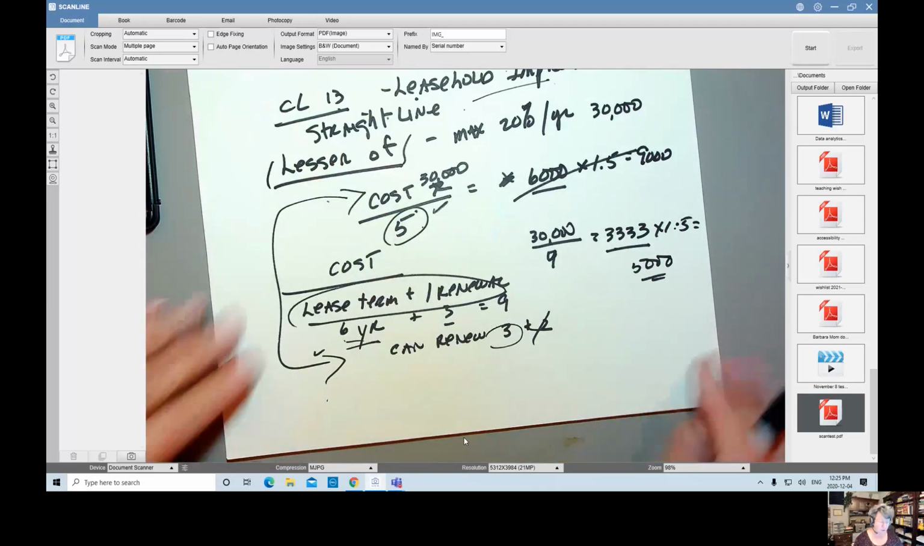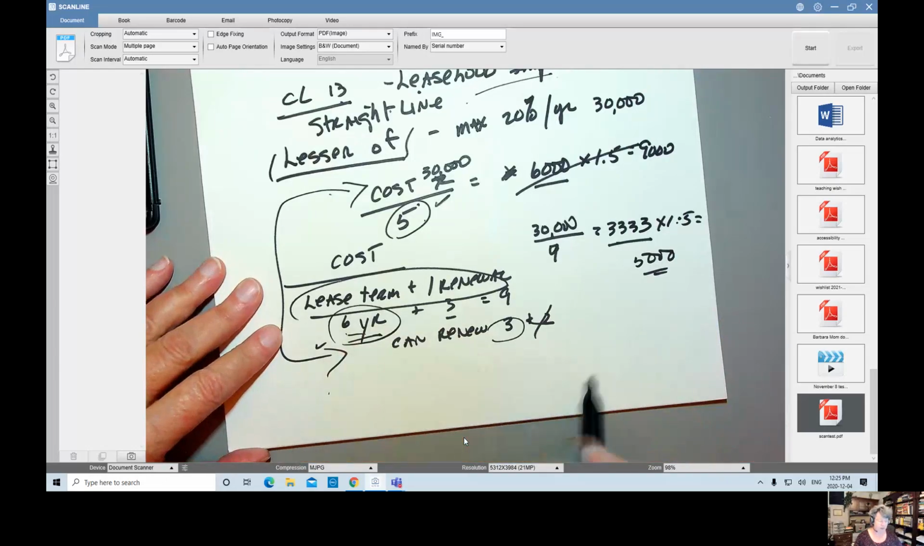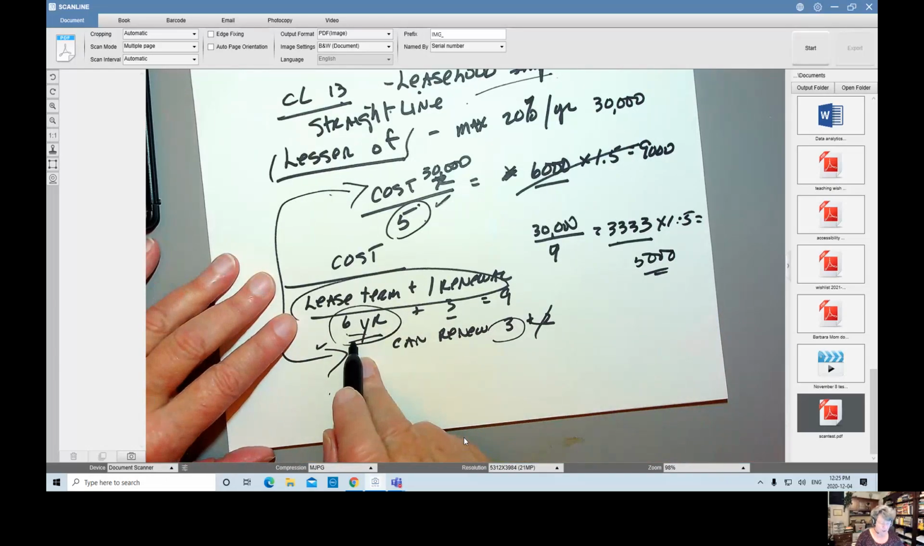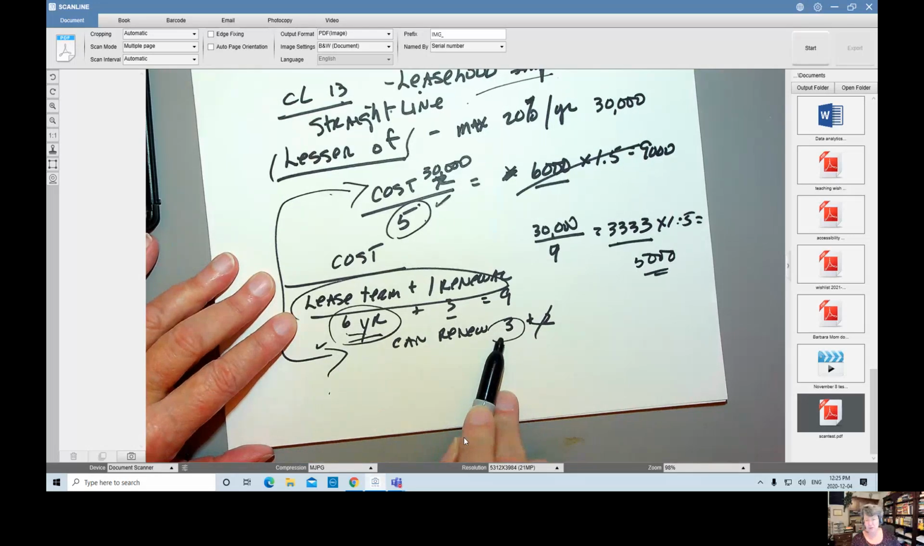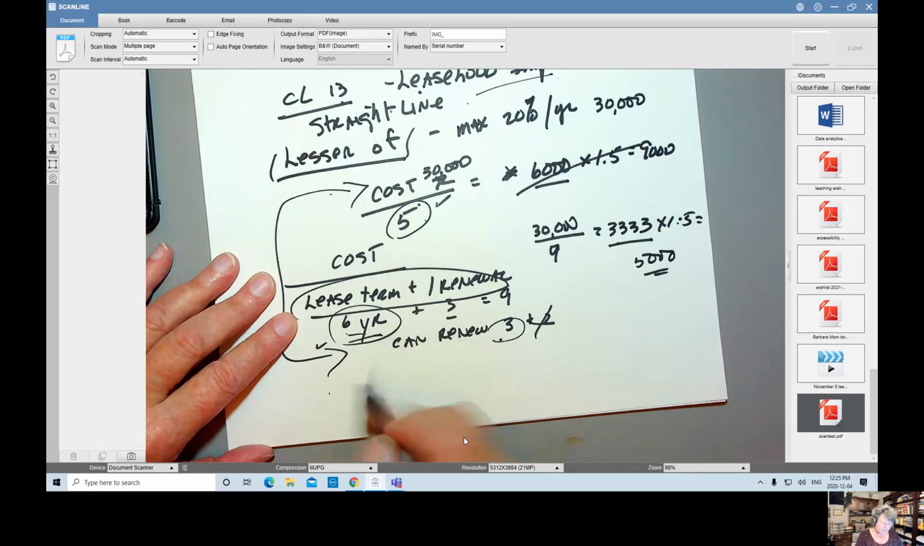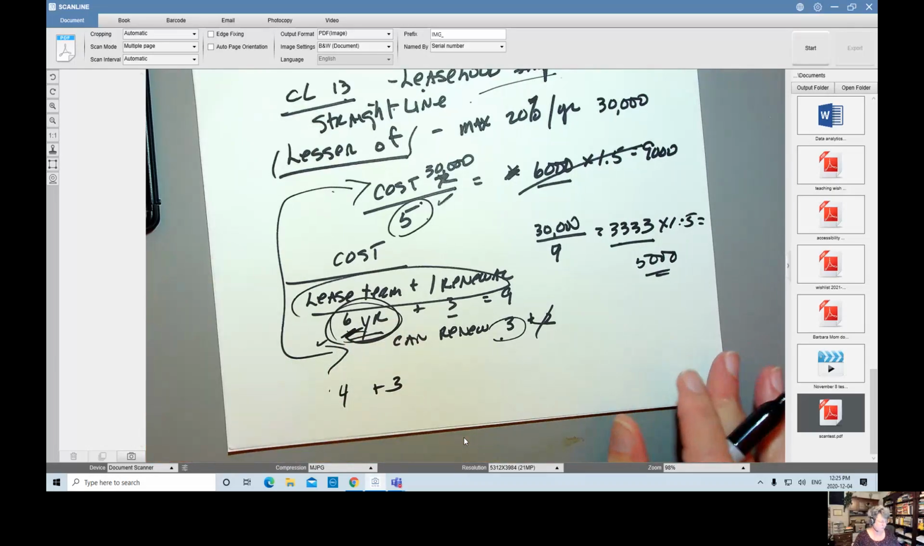Now, I also want to point out, if you do leasehold improvements after the start of the lease, so maybe we have the original lease, 6 years plus the 3, and then 2 years later you do some more improvements, then it would be 4 years plus the 3. So if you start improving as time goes on, you would drop that lease term number.